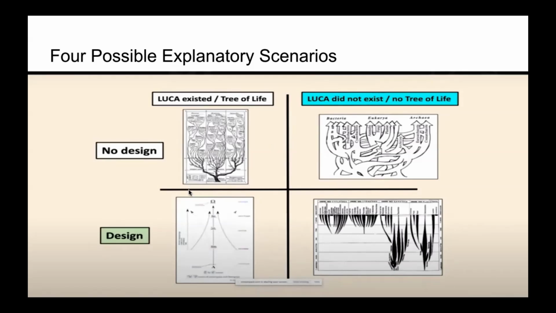You can also have a scenario where you allow for design and still admit there's only one tree of life, right? What this view is saying is that there's a single common descent for all kinds of life forms orchestrated by an intelligent cause. The nature of this cause is not necessarily stipulated, but the idea is that things are designed in a particular manner.